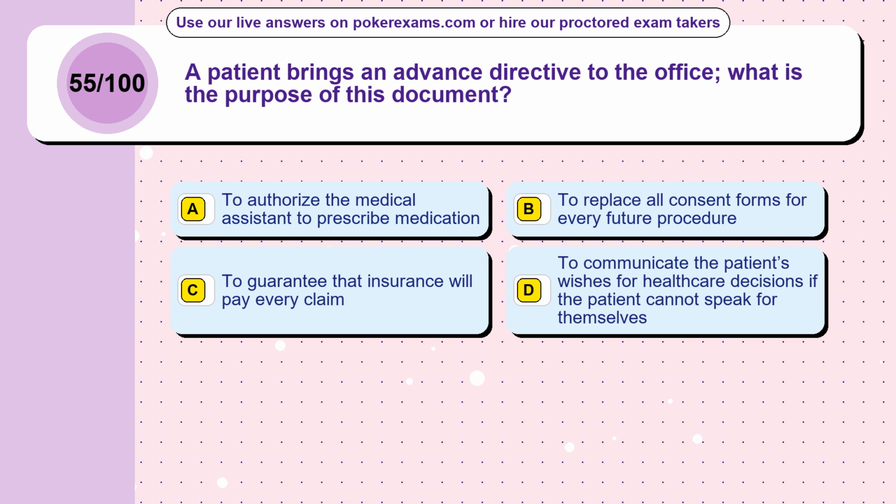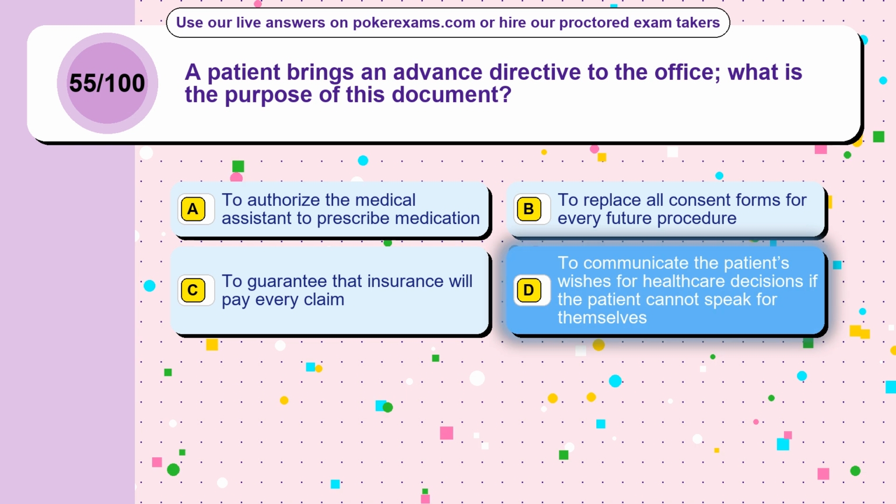Option A. To authorize the medical assistant to prescribe medication. Option B. To replace all consent forms for every future procedure. Option C. To guarantee that insurance will pay every claim. Option D. To communicate the patient's wishes for healthcare decisions if the patient cannot speak for themselves.